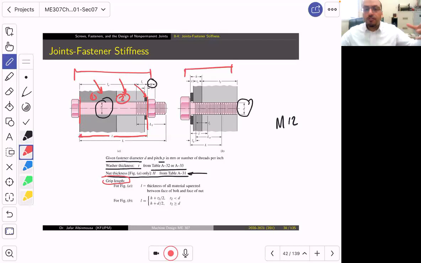Everything which is squeezed in between the head of the bolt and the end of the nut. Everything is squeezed. Okay, what is that small l in configuration B?